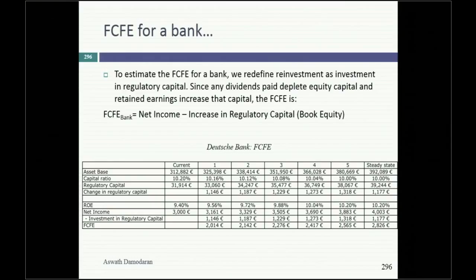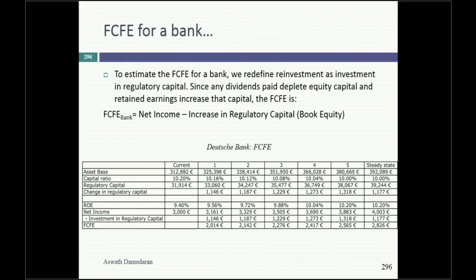So this is a valuation I did of Deutsche in 2009. It was actually my first try at valuing a bank using this approach. So I started with the net income, which I estimated by looking at the return on equity and the book equity. I also estimated, they gave the regulatory capital ratio. I made a judgment on what that number would converge on and used that to come up with the regulatory capital each year. And see this line item? Change in regulatory capital, 1,146 million euros. That's actually the equivalent of my reinvestment.